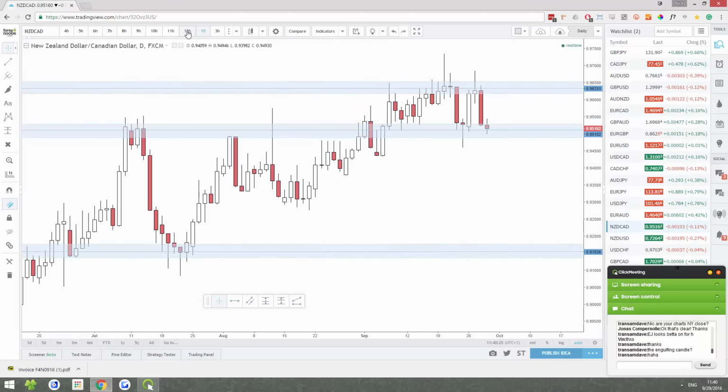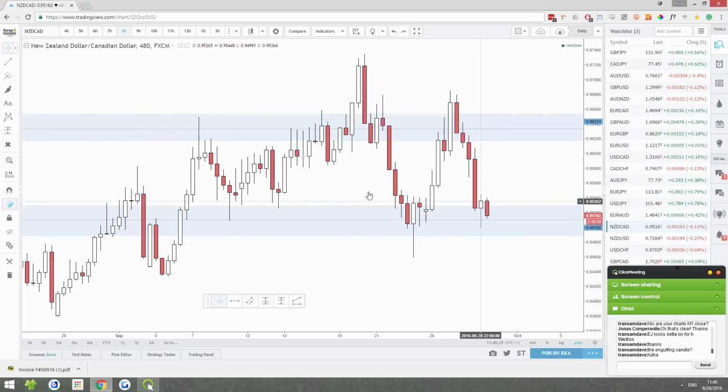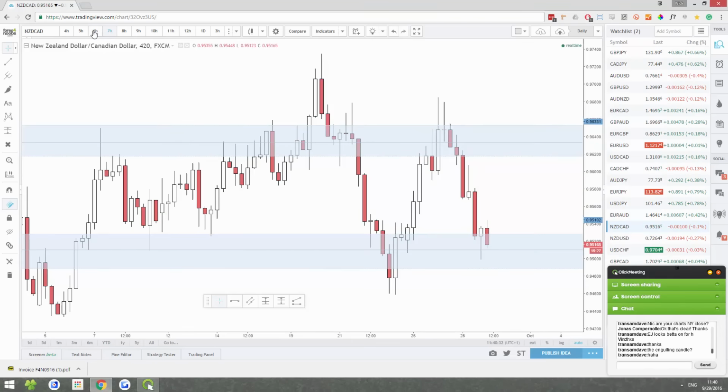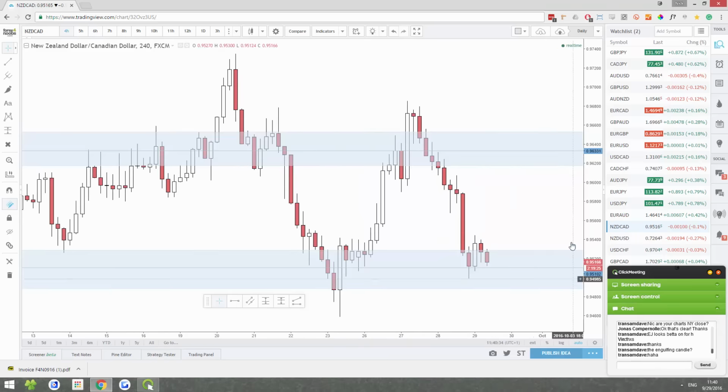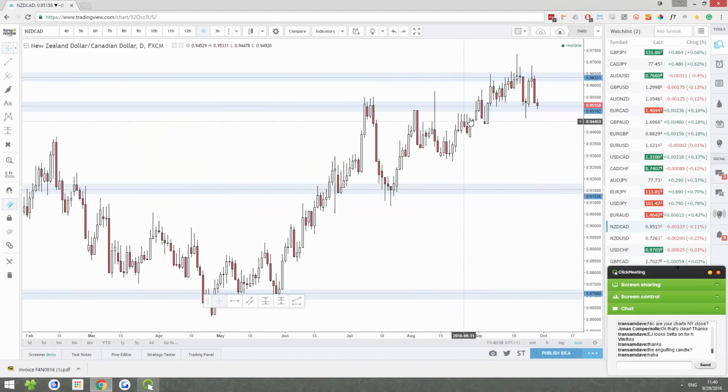All right, New Zealand CAD. Let's just look at New Zealand CAD. It looks like it might be bouncing from the support area, but I'm probably not going to take a trade here. New Zealand CAD, it's too messy.